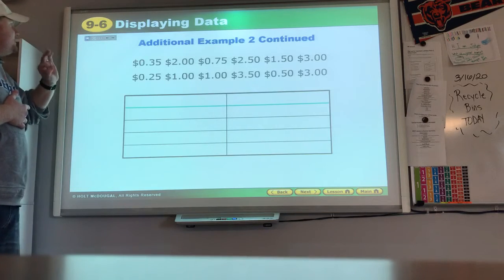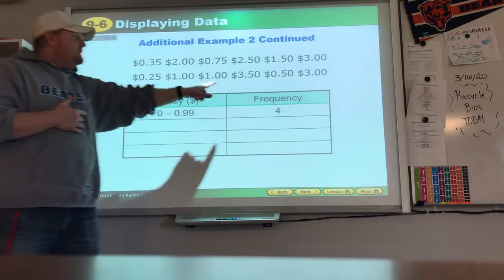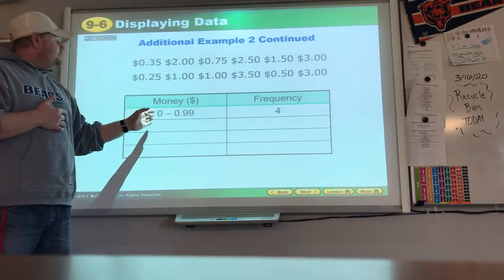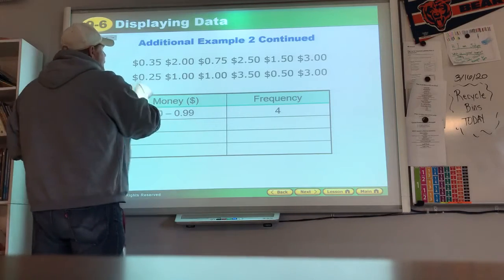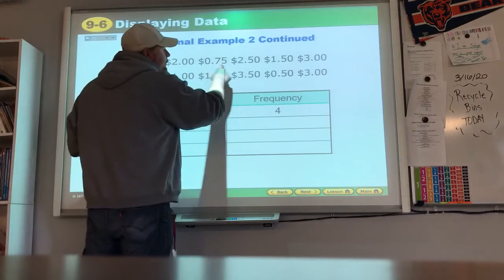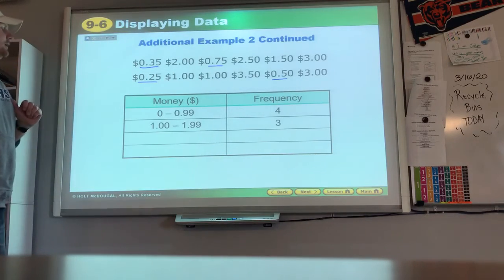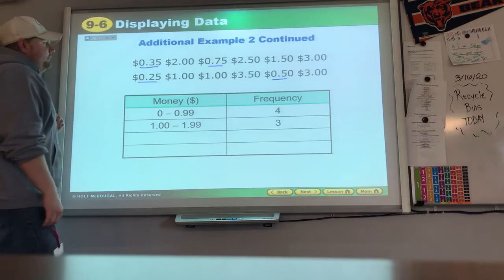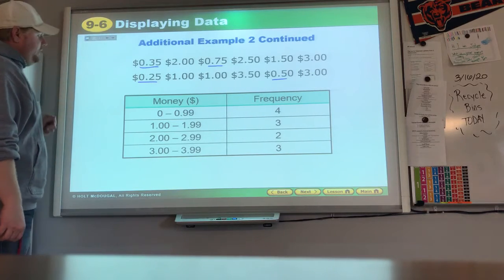So when he makes this graph, watch this. Money and then frequency. Frequency is the amount of times it occurs. Children that made 0 to 99 cents from the tooth fairy, there were 4 of them. 1, 2, 3, and 4. Made $1 to $1.99, there were 3 of them. Made $2 to $2.99 and made $3 to $3.99.